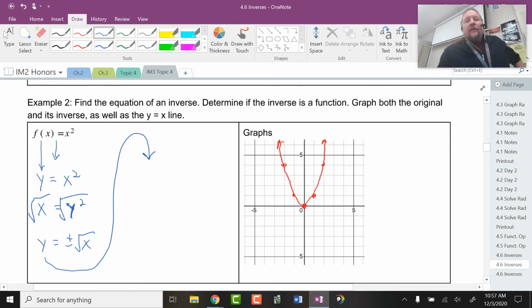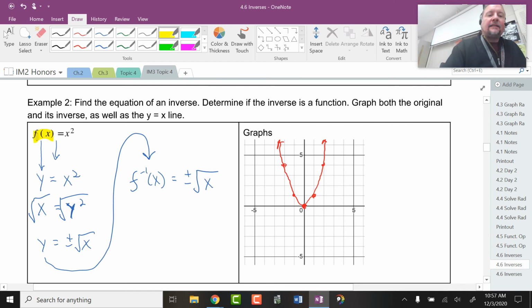This is what I want you to do that ties these two functions together. Reinsert a name for y. Because notice I took f of x, which is just another way of writing y, and turned it into y. Now call this the inverse notation, f inverse of x. So the inverse of f of x equals plus or minus the square root of x. And then what that does is tie these two together. So f of x is this. This means the inverse of f of x is this. All right, and then we could go from there.